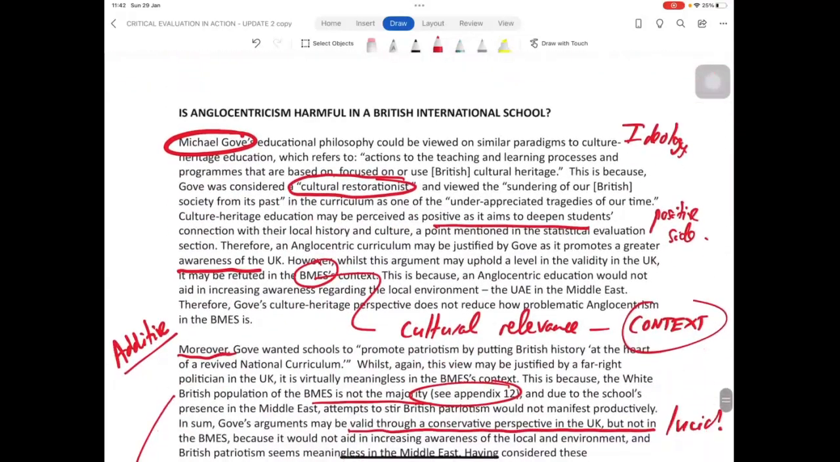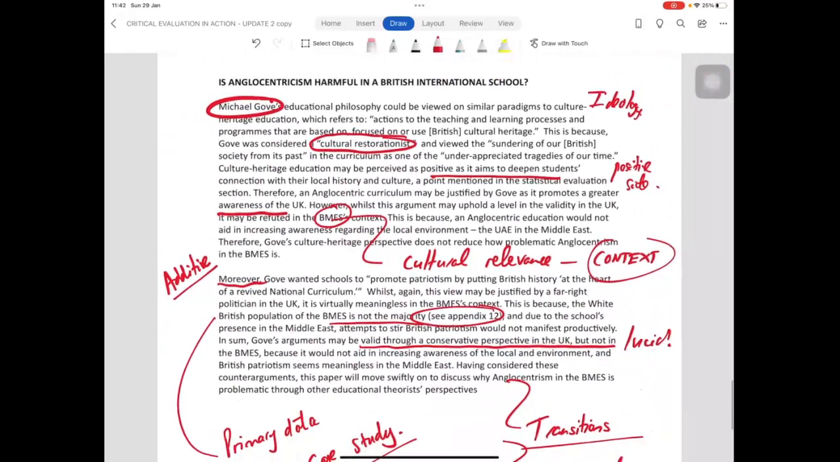Now I'm just going to move on to a very different TPQ. This is a report that was based on a British curriculum school in the Middle East, and it was asking the question: is Anglocentrism, looking at a curriculum mainly from a British view, harmful in a British international school? And the paragraph I'm going to look at is Michael Gove, who used to be the British Education Secretary. She points out that he is a cultural restorationist. In other words, he really wants to save British culture.